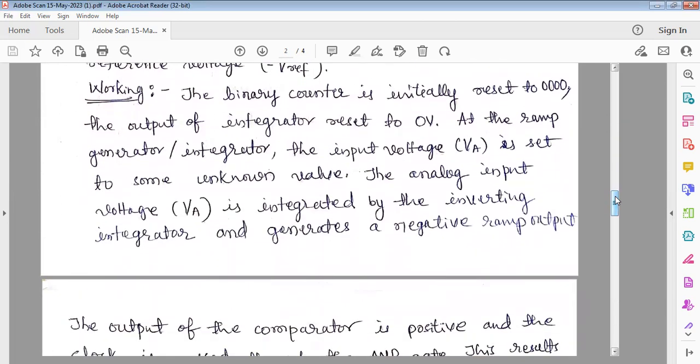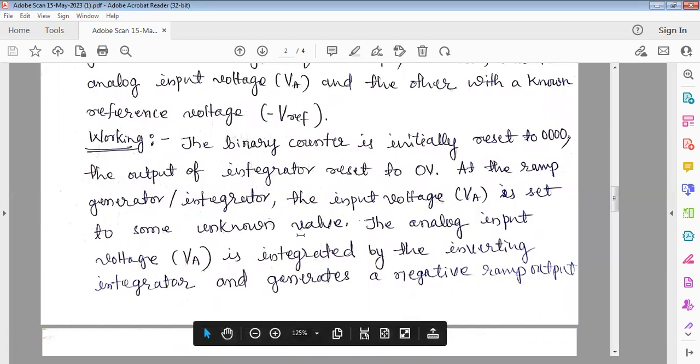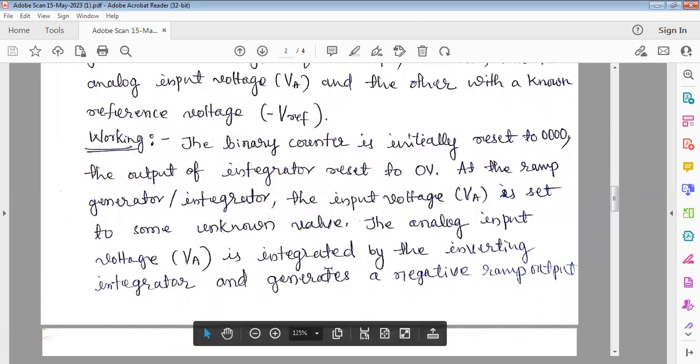So the working of this ADC is like this. The binary counter is initially reset to 0, 0, 0, 0 if it is a 4-bit circuit. If you have designed the circuit for 4 bits, it is reset to 4 zeros. That means all inputs are at 0 level, and the output of the integrator is reset to 0 volt. At the ramp generator or integrator, the input voltage VA is set to some unknown value, and the analog input voltage is integrated by the inverting integrator and generates a negative ramp output.